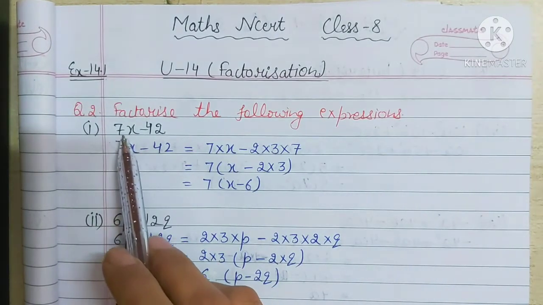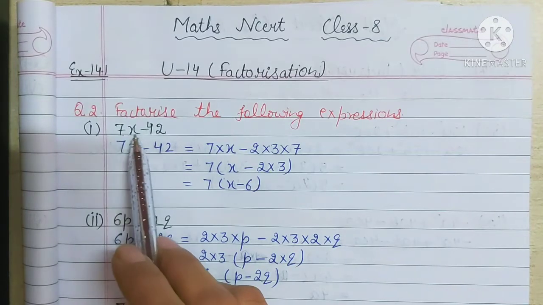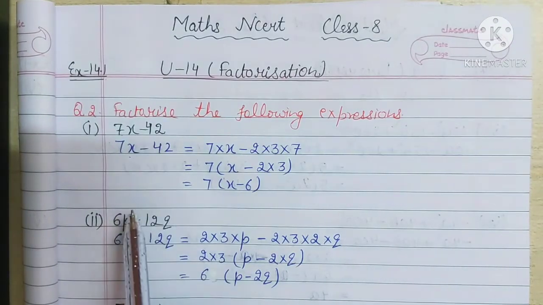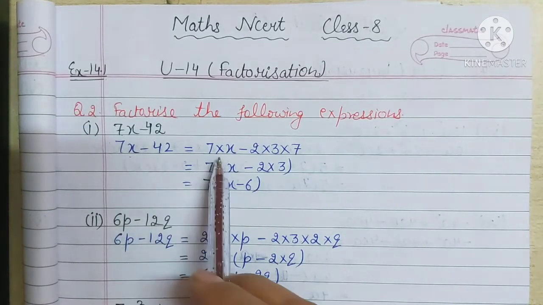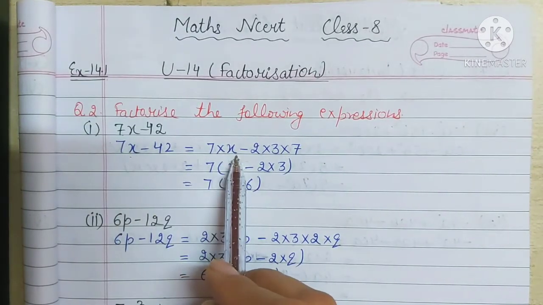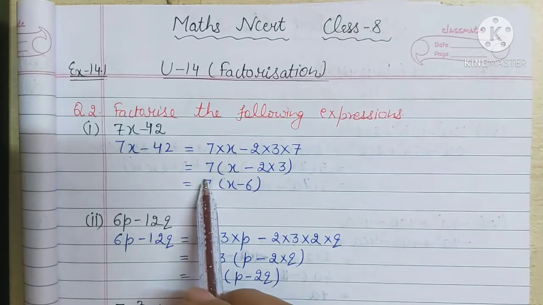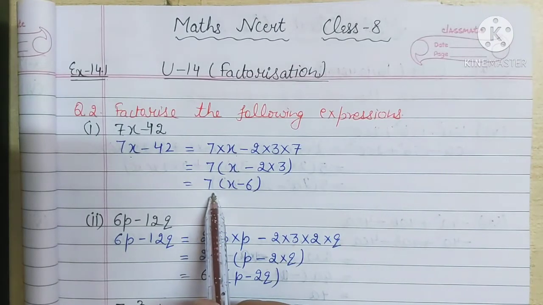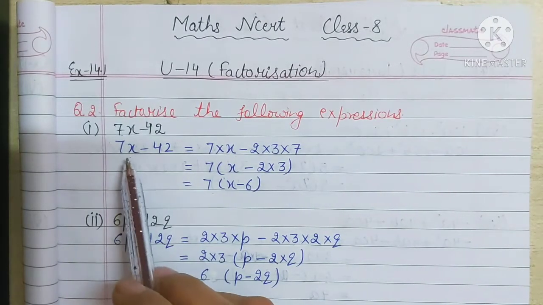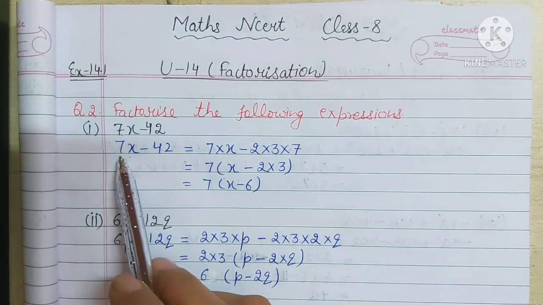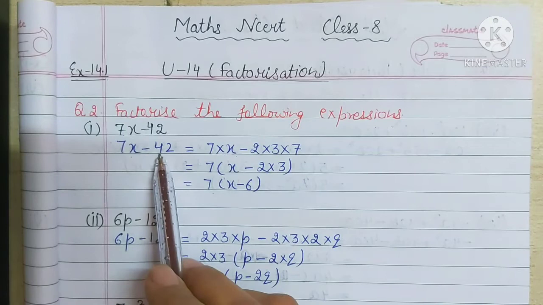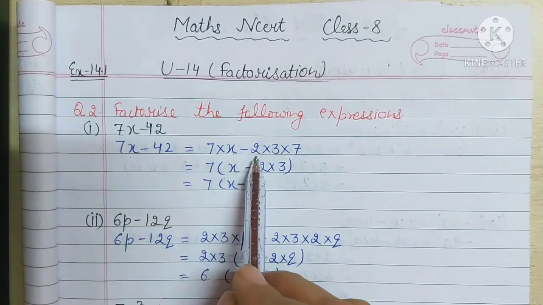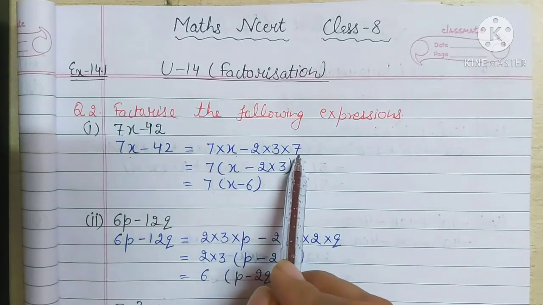In this expression two terms are there. The first term is 7x and the second term is 42. So first of all we will write both the terms in irreducible form, and then we will take the common factor out, and that will be the factorization form. So see, 7x I can write as 7 multiply x, and 42 I can write as 2 multiply 3 multiply 7.